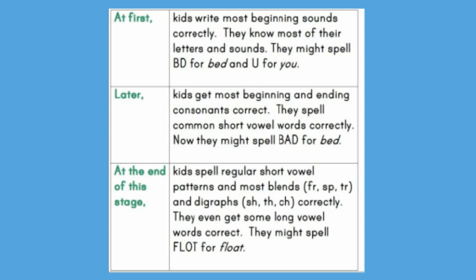At the end of the letter name alphabetic stage, kids spell regular short vowel patterns, most blends, FR, SP, TR, and digraphs, SH, TH, CH, correctly. They even get some long vowel words correct. They might spell FLOT, flot, for FLOAT, float.